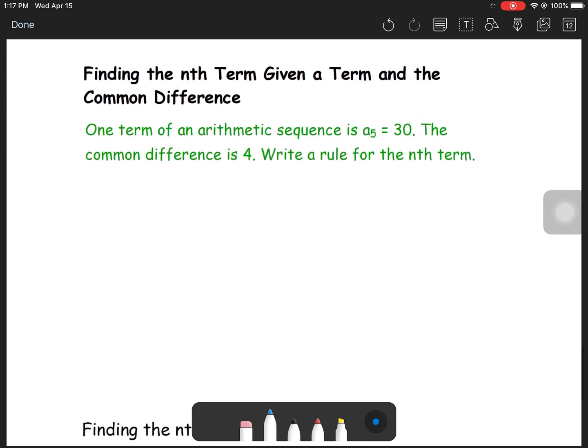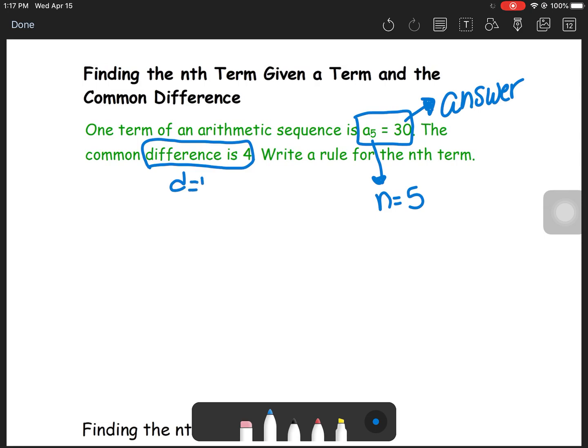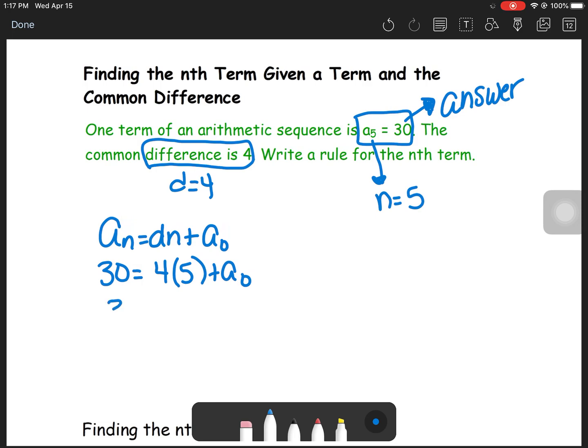Okay, similar problem. We know that a sub 5 is equal to 30. So we do know that that 5 is our n, the number of the term. 30 after the equal sign is going to be our answer in our rule. And the difference, d, is equal to 4. So we're going to plug that information into our rule so that we can find our 0 term to write our rule. So our answer, which is 30, equals our difference, which is 4, times 5, which is our number, and that will help us to find our 0 term.